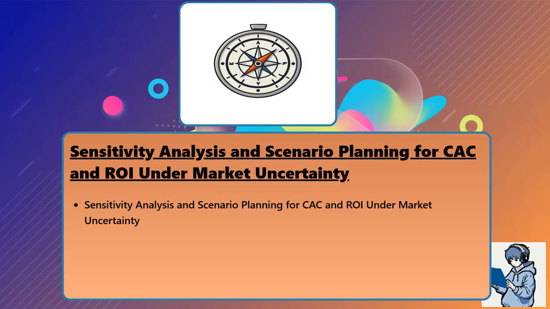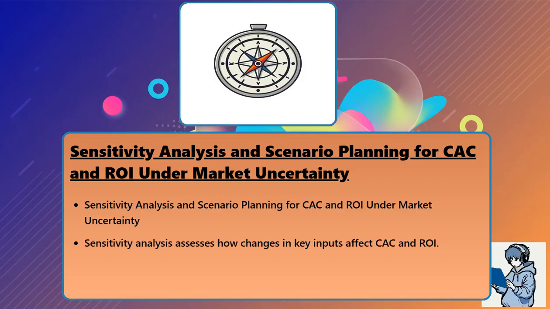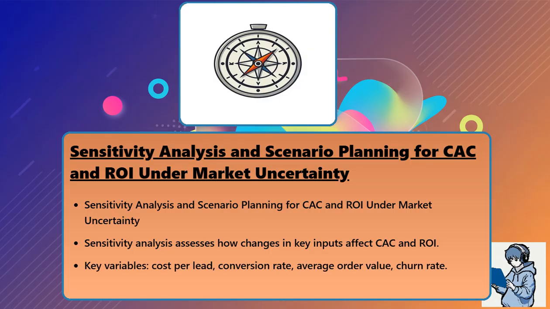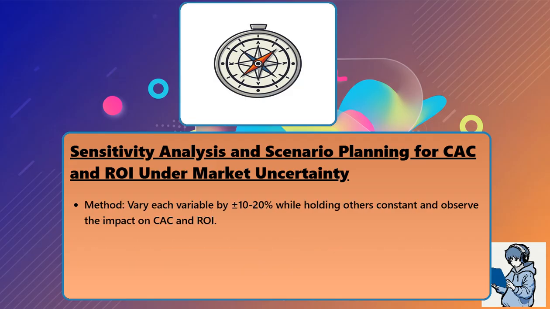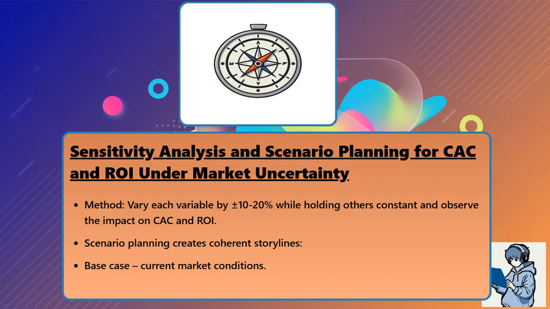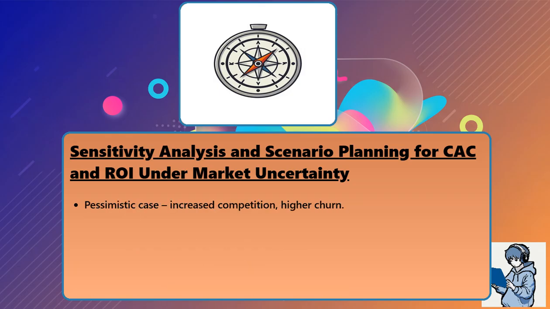Sensitivity analysis and scenario planning for CAC and ROI under market uncertainty. Sensitivity analysis assesses how changes in key inputs affect CAC and ROI. Key variables: cost per lead, conversion rate, average order value, churn rate. Method: vary each variable by plus or minus 10 to 20%, while holding others constant, and observe the impact on CAC and ROI. Scenario planning creates coherent storylines. Base case: current market conditions. Optimistic case: higher conversion, lower media costs. Pessimistic case: increased competition, higher churn.